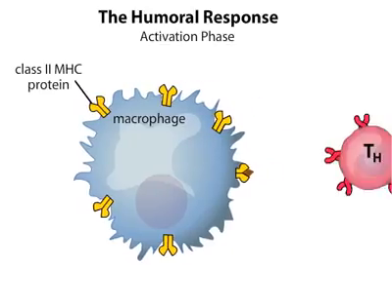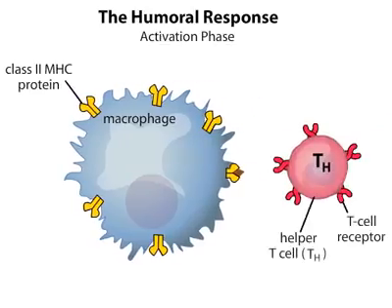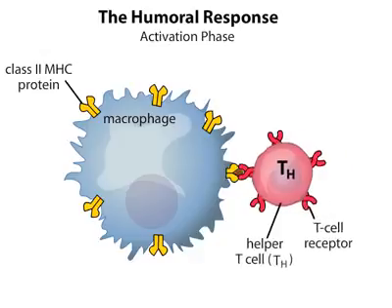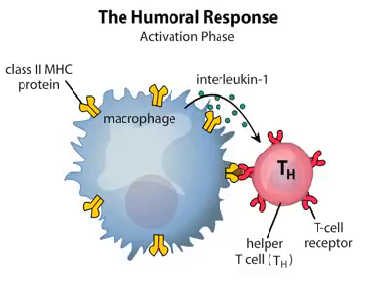A helper T cell participates in the next stage of the humoral immune response. This helper T cell has T cell receptors that can bind to both the class II MHC protein and this particular presented antigen. This binding triggers the macrophage to release the cytokine interleukin-1, which activates the helper T cell.